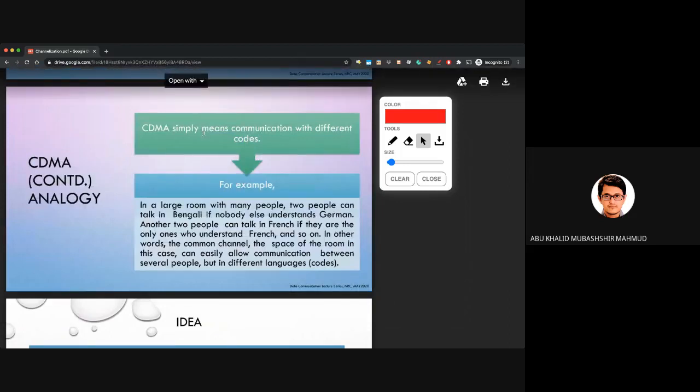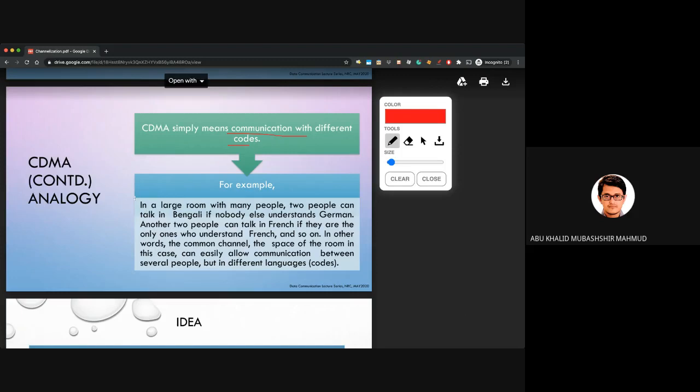CDMA means communication with different codes. If I were to communicate with you guys, for example, in Hebrew with only one of you, and then in Bengali with another, and in English with another person, it is analogous to these CDMA protocols.